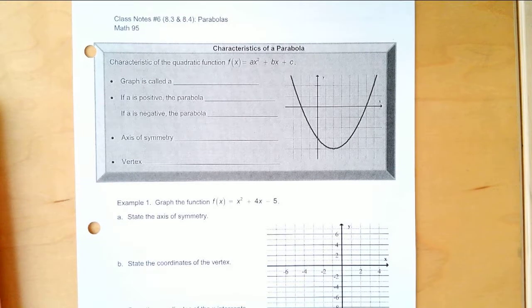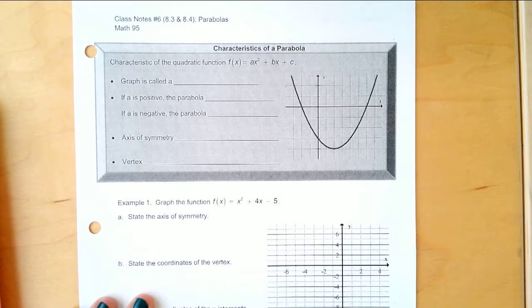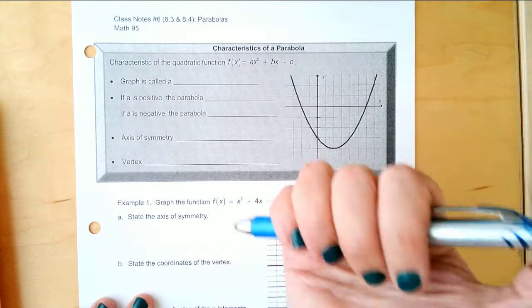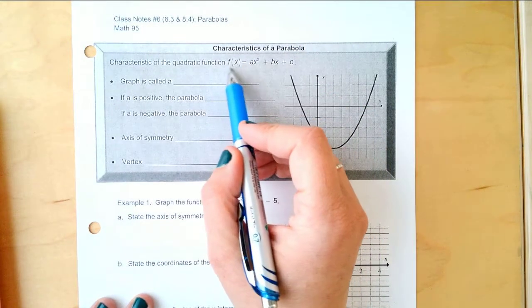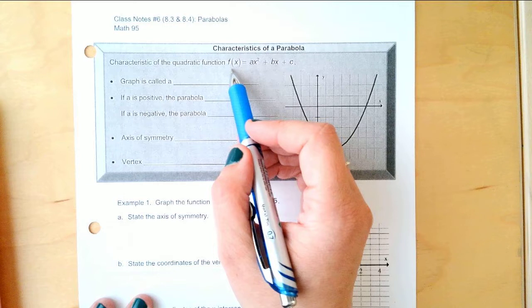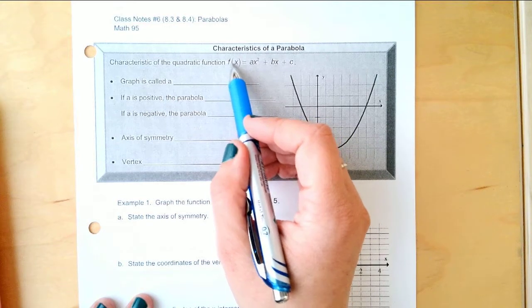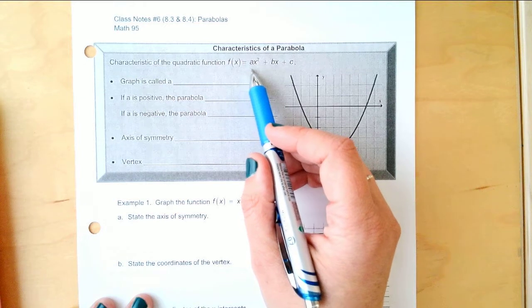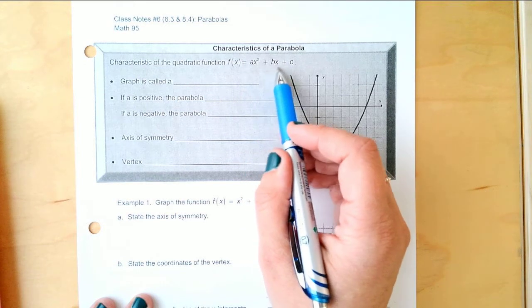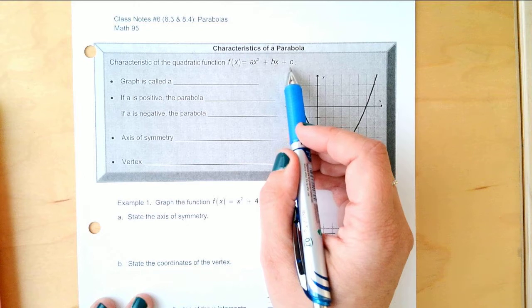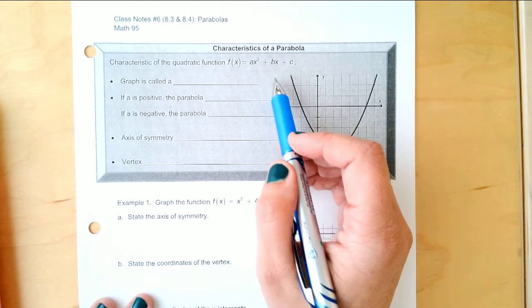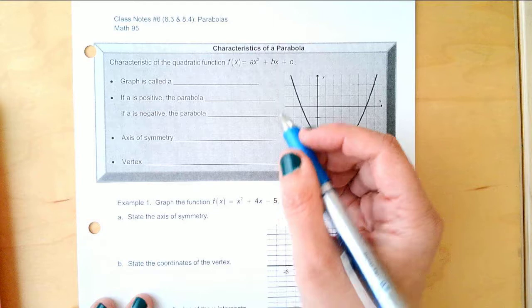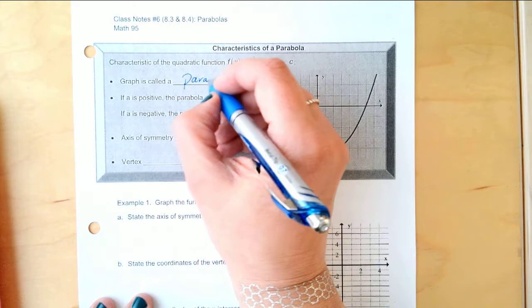Okay, in this lesson today, we're going to talk about parabolas. So, some of the characteristics of parabolas. For a quadratic function, and by the way, this f of x we call function notation. It means the same thing as y, okay? So y is equal to f of x. We talked about this being standard form before: ax squared plus bx plus c, standard form of a quadratic. What is the graph of a quadratic called? Yes, a parabola.